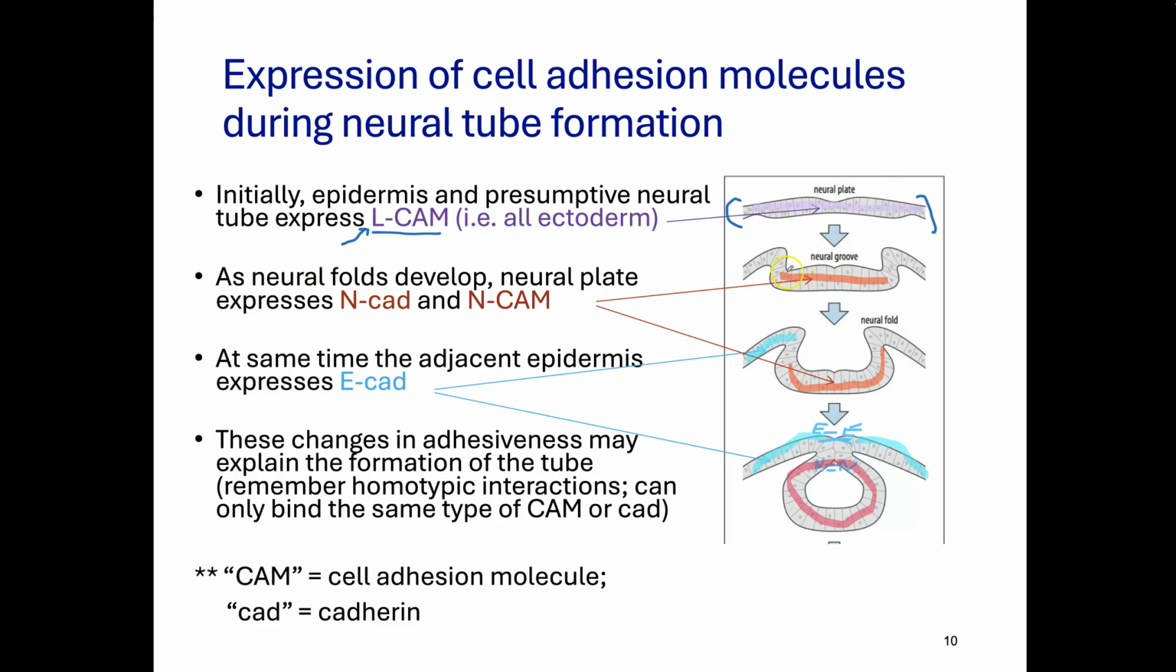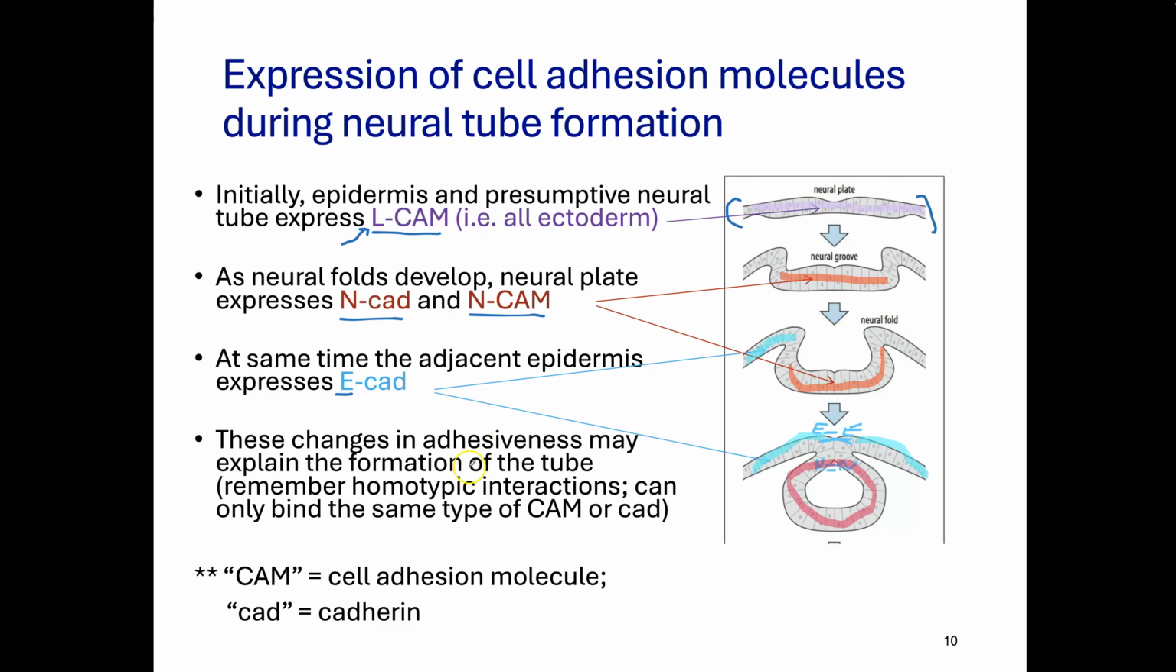And then as the neural folds start to develop, the neural plate starts to express different ones, N-cadherin and N-CAM. N stands for neural. So they're expressing their own adhesion molecules, and the adjacent epidermis starts to express E-cadherin. E stands for epidermis, so it was first found in epidermal tissue.